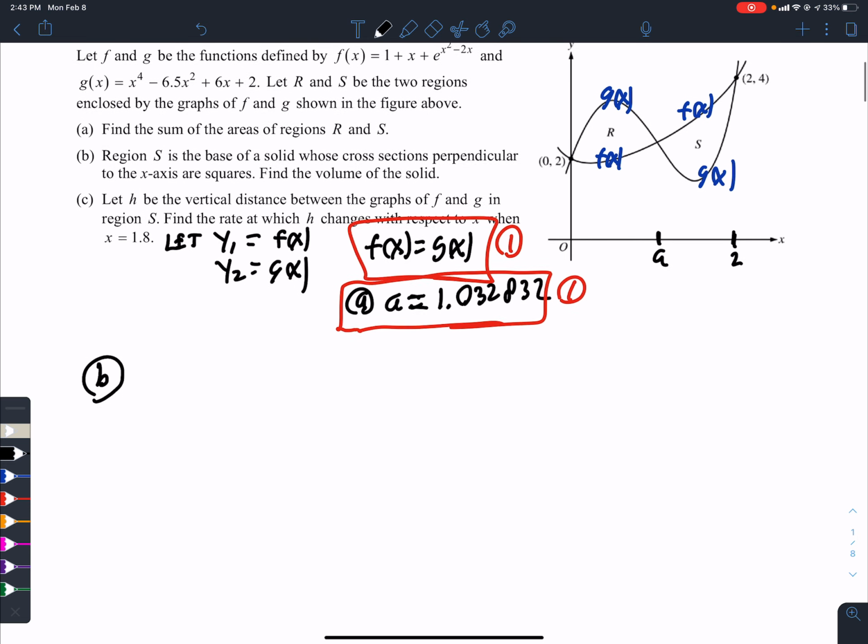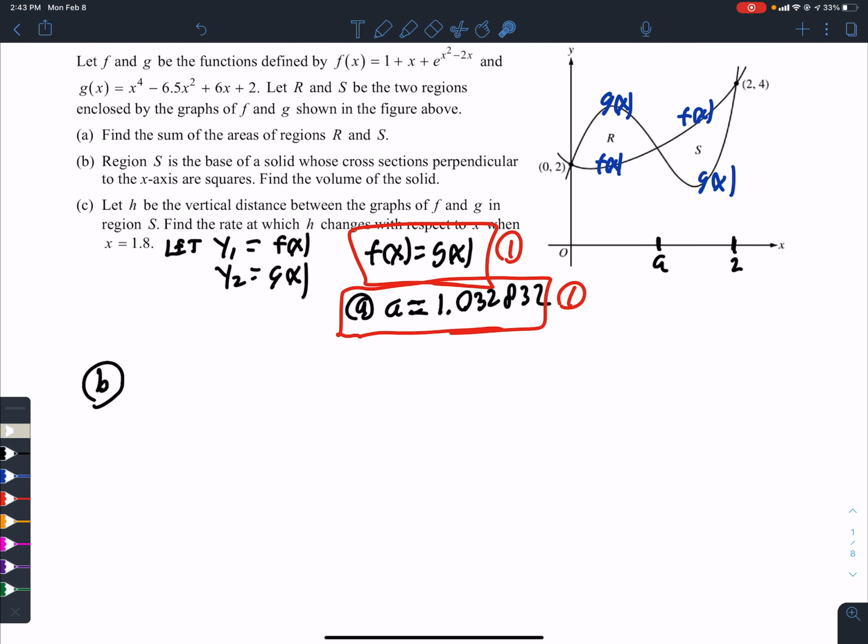So part B. Now region S, which is this one. And they say that's the base, so that's your floor. Cross sections perpendicular to the x-axis are squares. So perpendicular to the x is this way. So the base of the squares are right there. So there's the base. And so the squares are going to look something like that. Let me try that again.